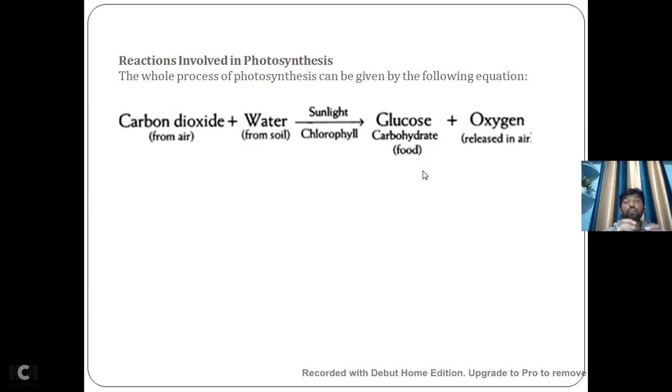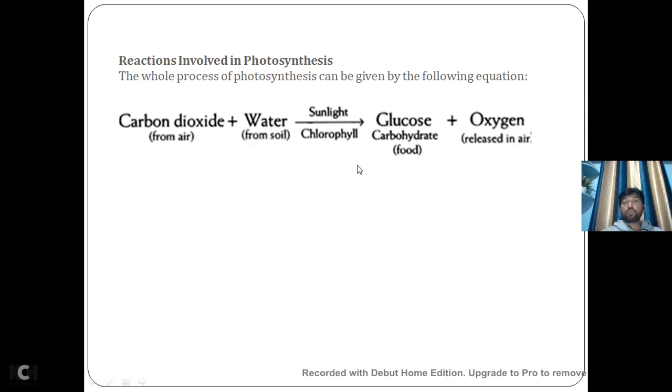The glucose molecules combine together in the form of a chain, and it forms the starch, and it will be stored in the plant, right? In the roots it will be stored, in the stem it will be stored, and it will also be stored in the leaf itself, right? Like this, the reactions involved in photosynthesis and the products of photosynthesis are formed.